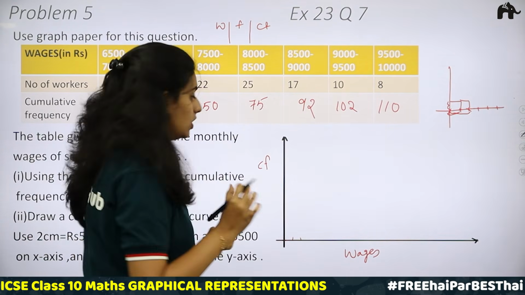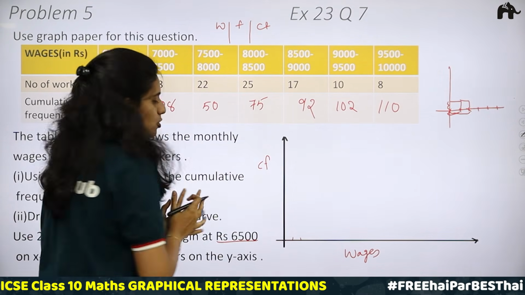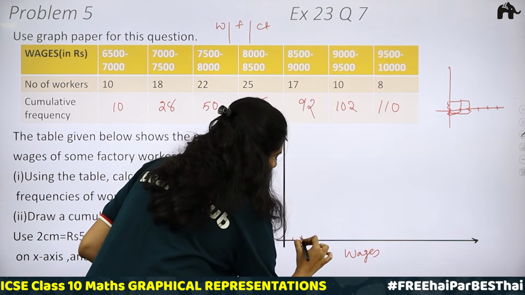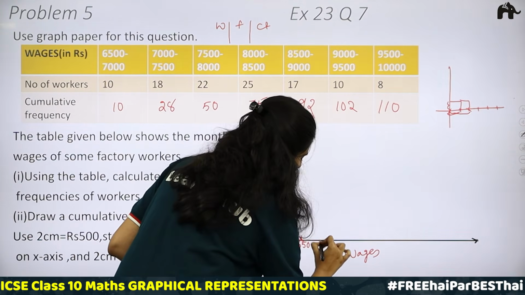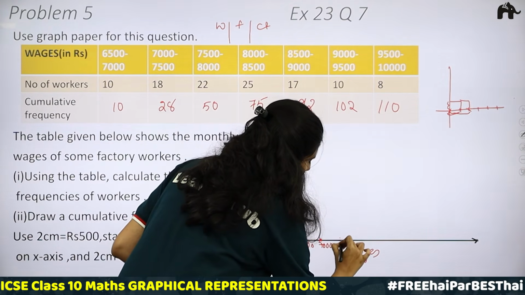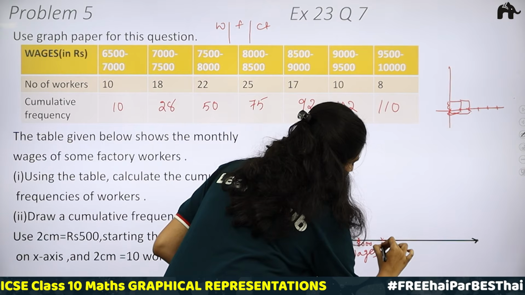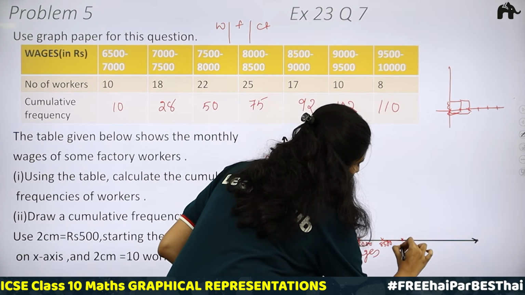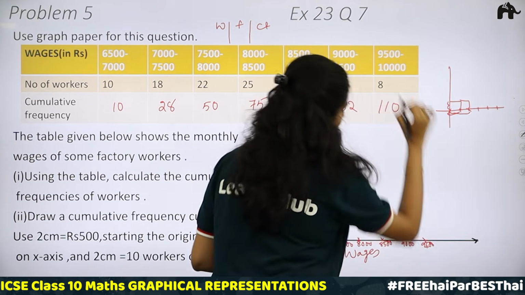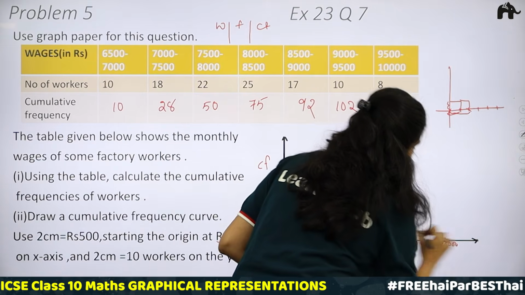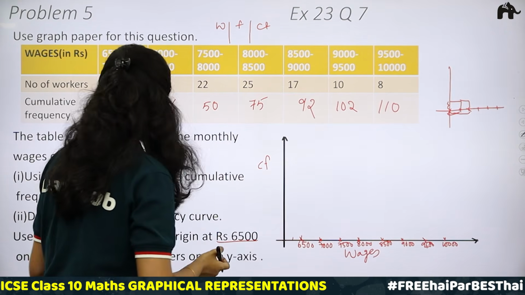So, 2 centimeter is equal to rupees 500. It is given that we have to start from rupees 6,500. 6,500 should be the origin. So, this point, this 2 centimeter distance will be marking 6,500. Every 2 centimeter, you will be getting the next value 7,000, 7,500, next 2 centimeter 8,000, 8,500, 9,000, 9,500, we need up to 10,000.